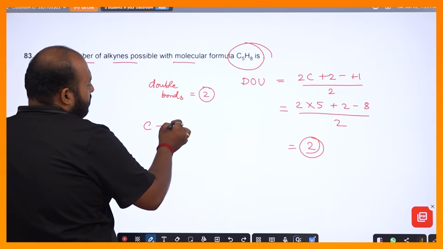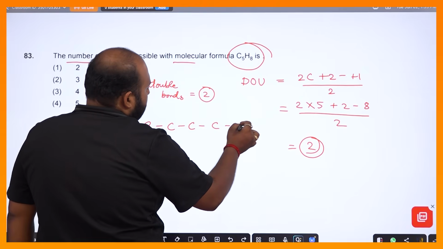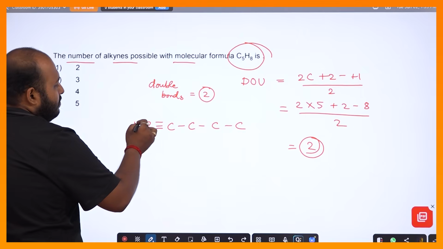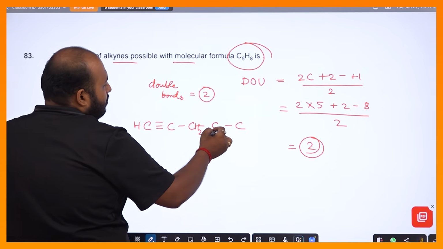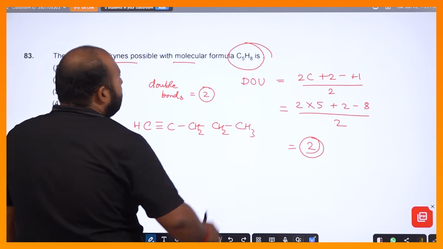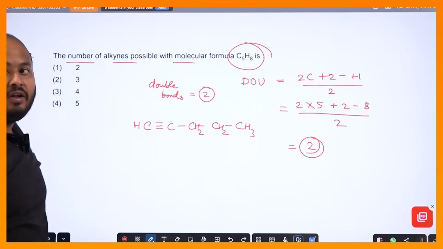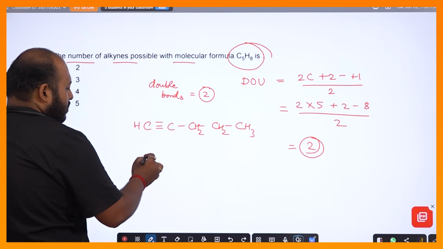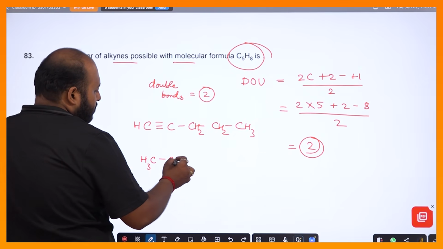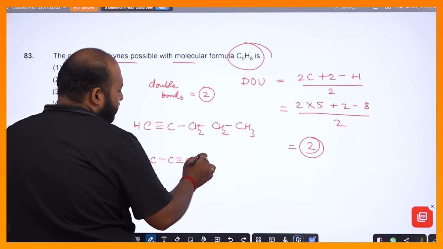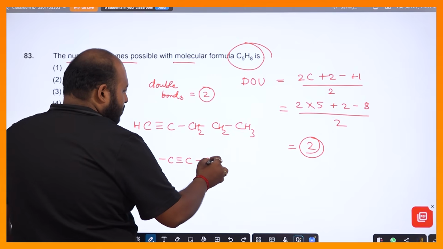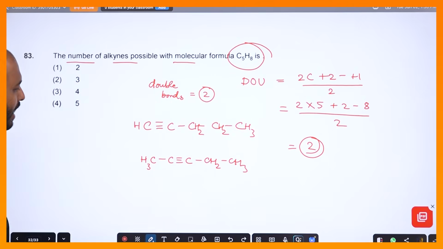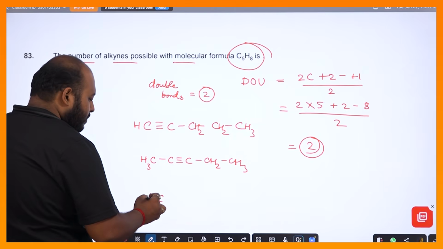So suppose C, C, C, C, C. We can place the triple bond at the end. This is one of the structures. Then we can place the triple bond in one of the middle positions. This is one structure, and one more structure we can do.